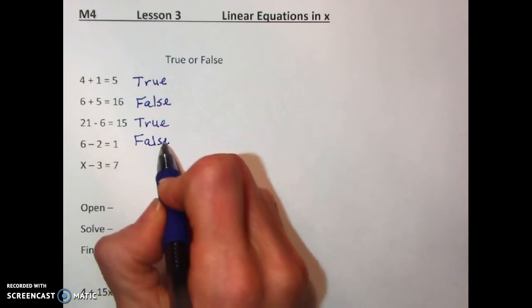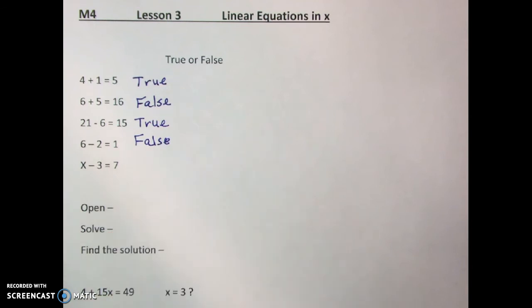How about this last one? X minus 3 equals 7. Do you think that's true, or do you think that's false? Many people will say true. Well, if X is 5, is it true? No, it would be false then. If X is 10, 10 minus 3 is 7. So in that case, it would be true.